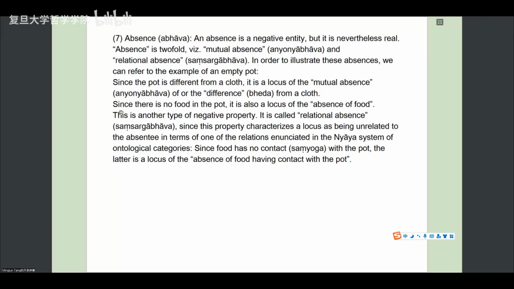Since there is no food in the pot, we assumed that the pot is empty, it is also a locus of the absence of food. This is another type of negative property. It is called relational absence, sangsarga abhava, since this property characterizes a locus as being unrelated to the absentee, that which is absent, in terms of one of the relations enunciated in the Nyaya system of ontological categories. Since food has no contact, sangyoga, with the pot, the latter is a locus of the absence of food having contact with the pot.